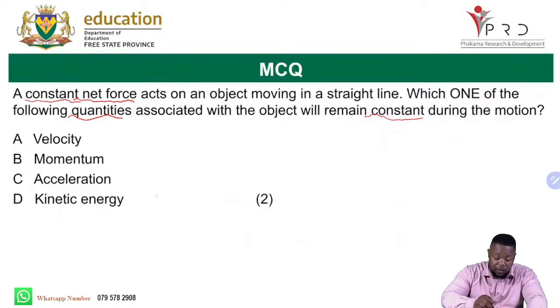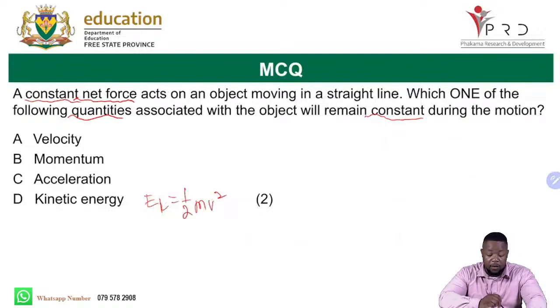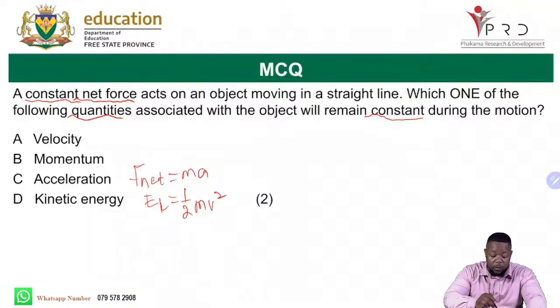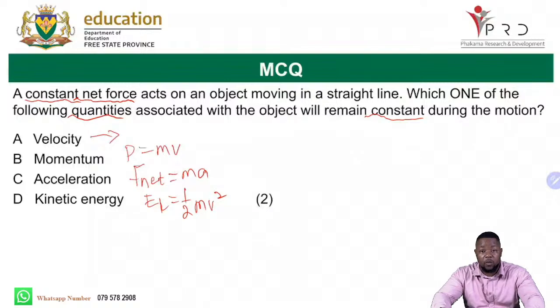For kinetic energy, we can associate kinetic energy with a certain formula on the data sheet, that is half mv squared. And then acceleration, we can associate acceleration on the data sheet with the formula F net is equal to ma. And momentum, we can associate momentum with the formula p is equal to mv. And velocity, we can associate it with the 4 equations of motion that are given on the data sheet.